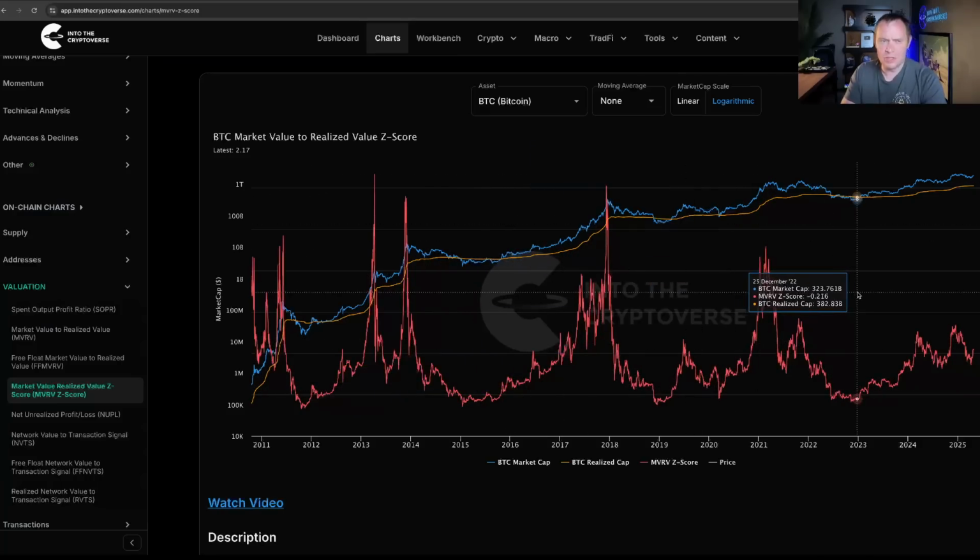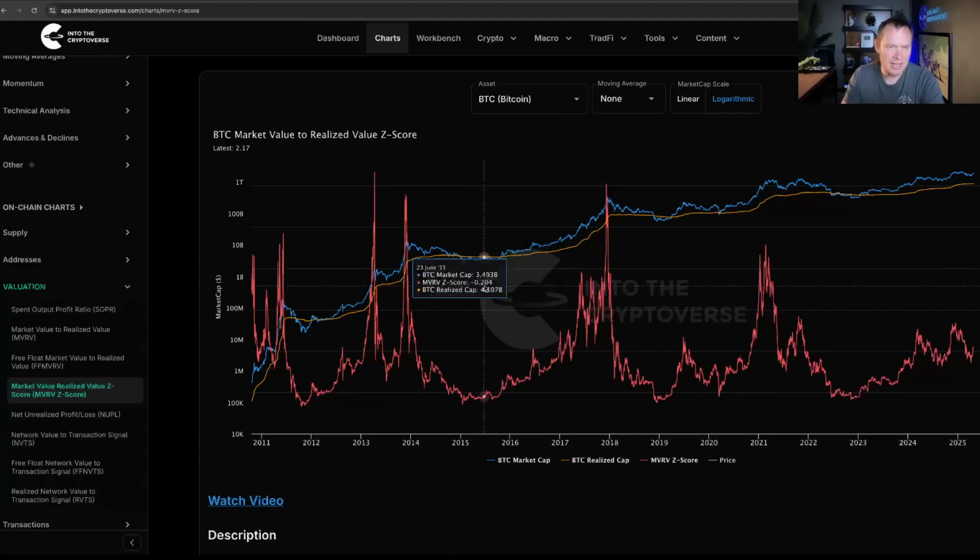So you could argue that it's in a sort of neutral state right now. It's not very low like it was at the end of 2022, but it's also not extremely high like it was in 2021 or near prior major market cycle tops. So you could argue it's somewhere in the neutral area.